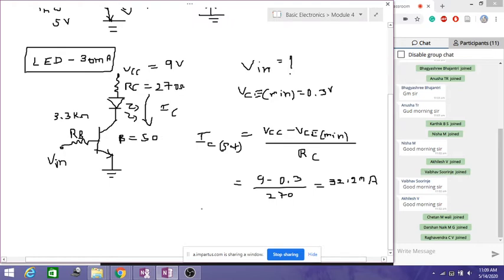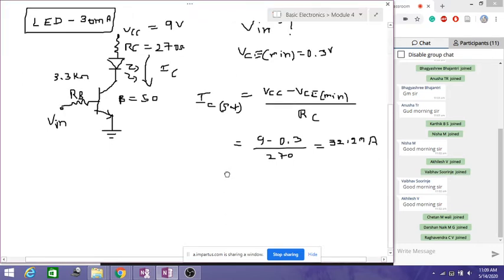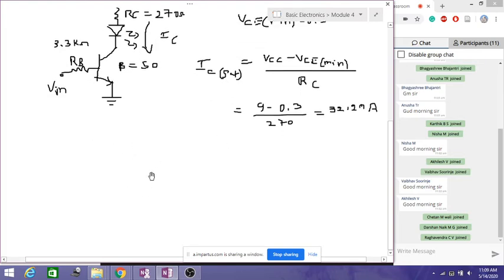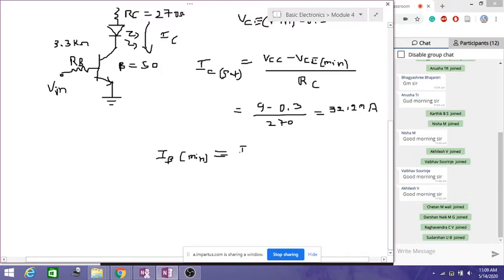So it means the LED is on, so there is no doubt the LED will turn on when we give the appropriate inputs. Now we have to calculate the input voltage required. To calculate the input voltage, we will first calculate the minimum base current required. The minimum base current IB minimum is equal to IC saturation by beta, because beta is given, so we'll use this formula. Let us substitute this here.